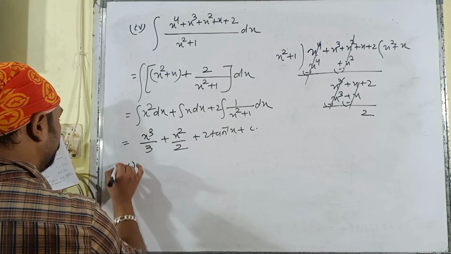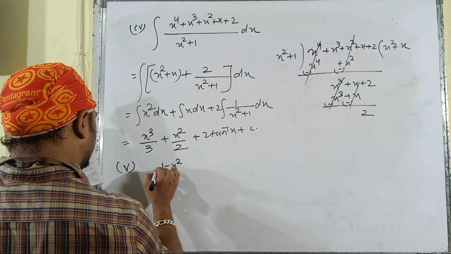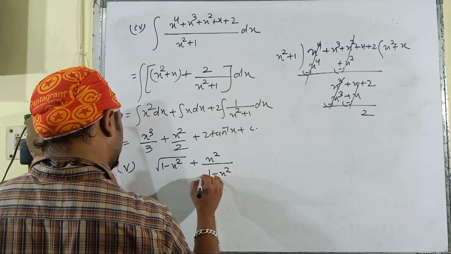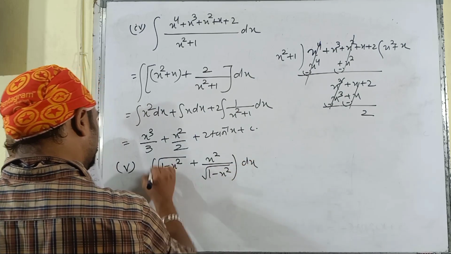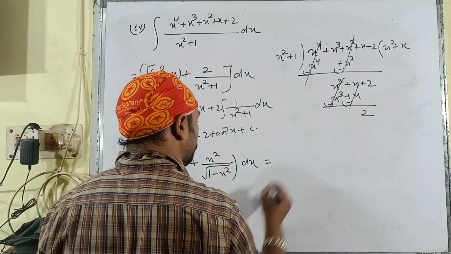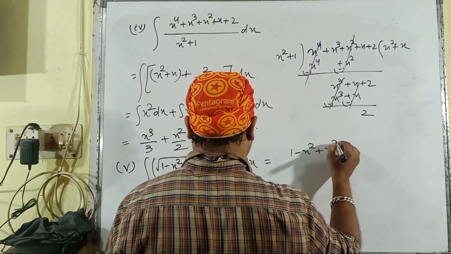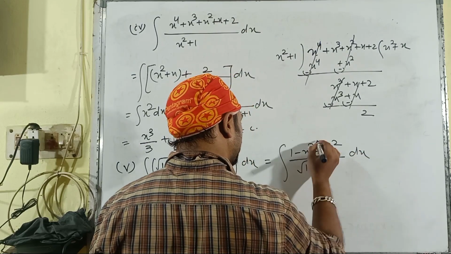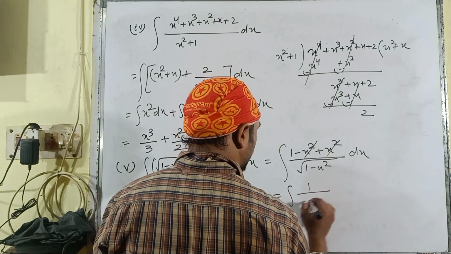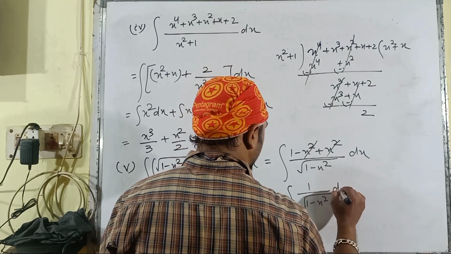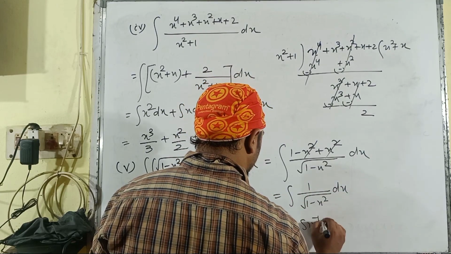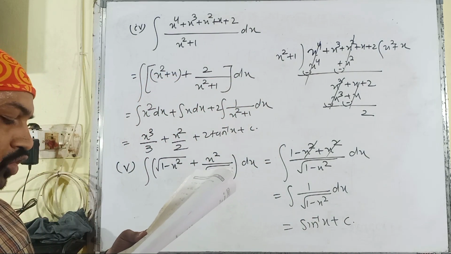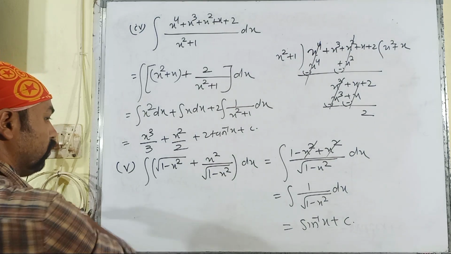Then moving to the fifth bit. Taking the LCM, we have, and it will be sine inverse x plus any constant c. Then the last one is here, the sixth bit of number 4.